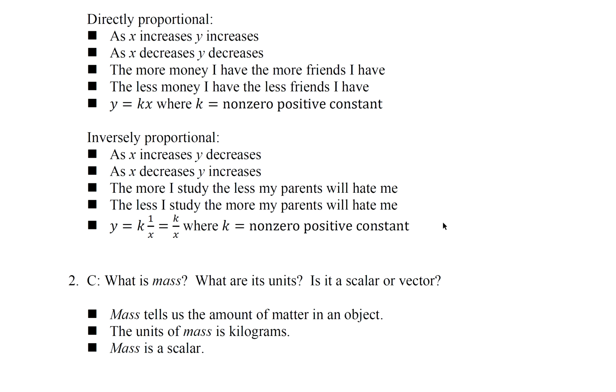Inversely proportional means as x increases, y decreases, and as x decreases, y increases. Here's an example. The more I study, the less my parents will hate me. And the less I study, the more my parents will hate me. So an example is y equals k over x, where k is a non-zero positive constant. You could see as x gets bigger, y gets smaller, and as x gets smaller, y gets bigger.